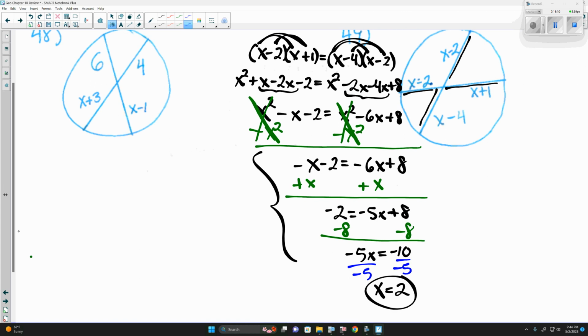Any questions on 49? Any other questions on number 49? Any questions on 48? We feel good with 48? Because 48 will be the exact same problem.